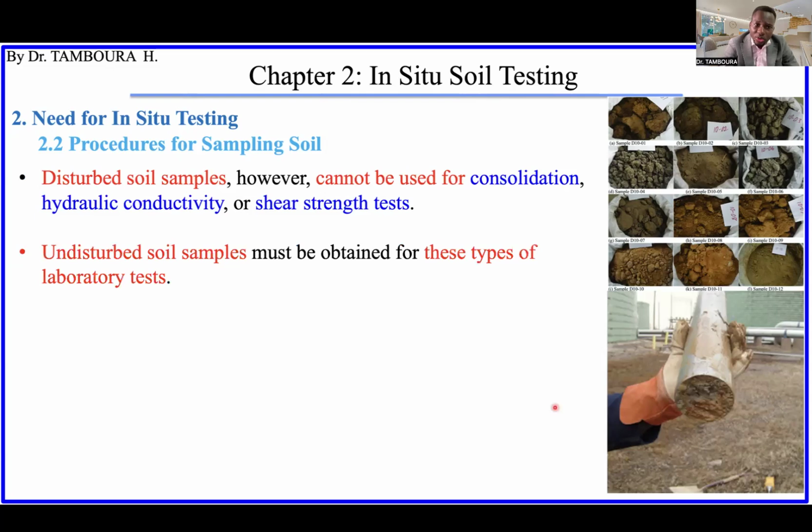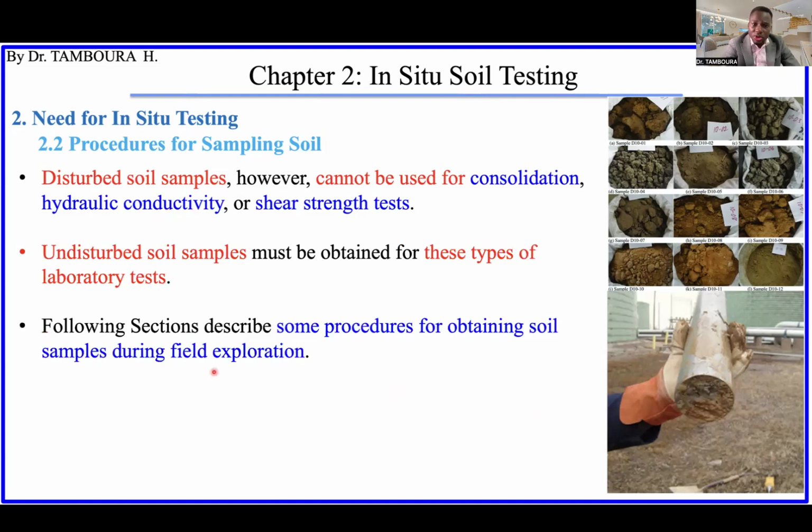Okay. So undisturbed soil samples must be obtained for this kind of lab testing: consolidation, hydraulic conductivity, and shear strength tests. Shear strength tests, there are many. Okay. So you can use this kind of soil, undisturbed soil sample.